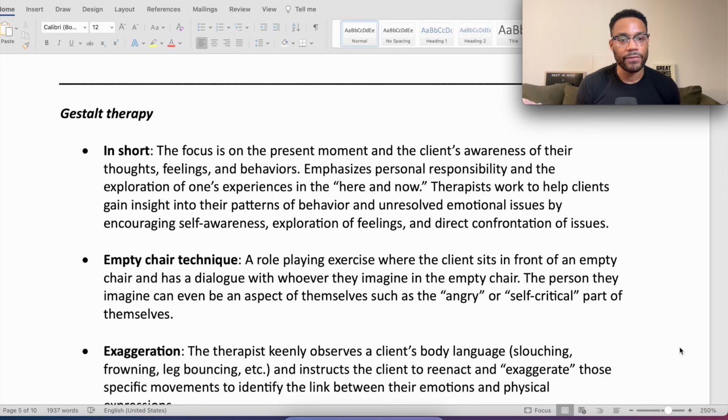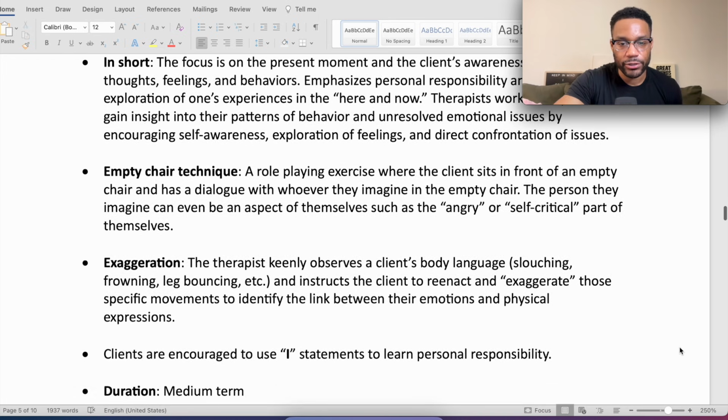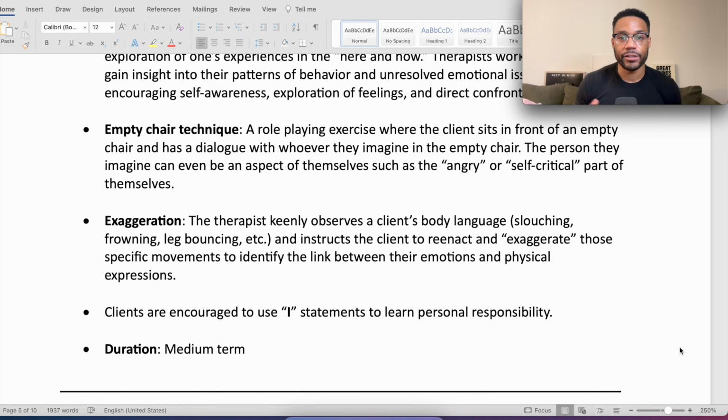And they also have the empty chair technique, a role playing exercise where the client sits in front of an empty chair and has a dialogue with whoever they imagine in the empty chair. The person they imagine can even be an aspect of themselves, such as the quote unquote angry or self critical part of themselves. And there's also another technique associated with Gestalt, exaggeration.